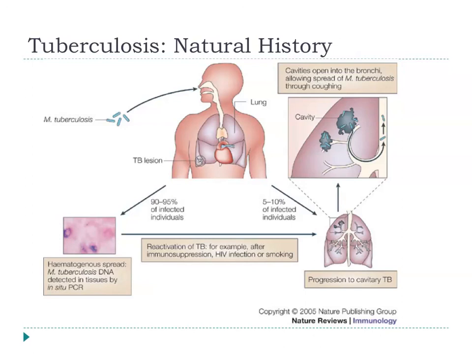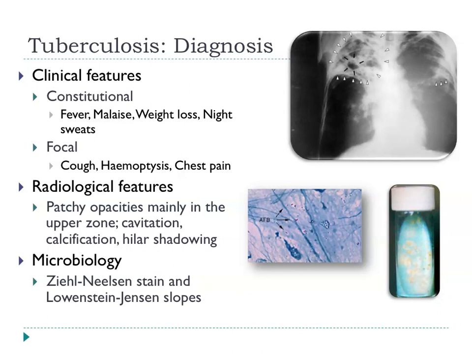So TB goes into the lungs, and you get cavities forming in those people who have pulmonary tuberculosis. In a small number of individuals, you also get tuberculous meningitis, where TB goes into the meninges, but that's quite rare. Typically, it's a disease of the lungs, and you get cavities forming. And we have these features, the ones I've already mentioned: fever, malaise, weight loss, night sweats. You get cough, you get something called hemoptysis, which is a fancy way of saying coughing up blood, and you get chest pain.